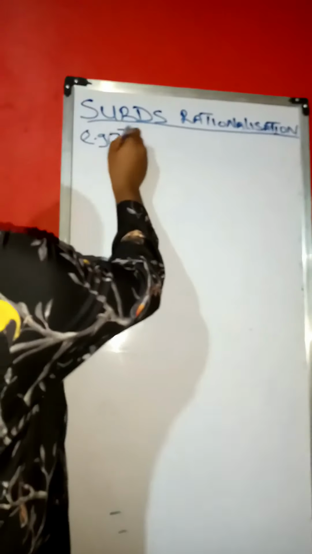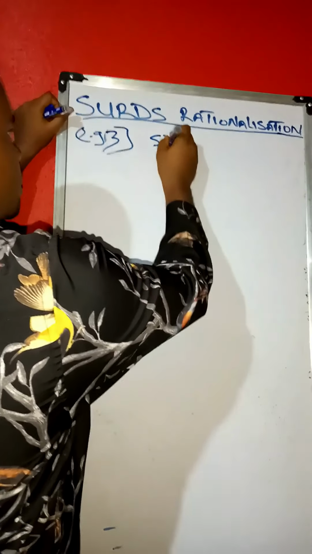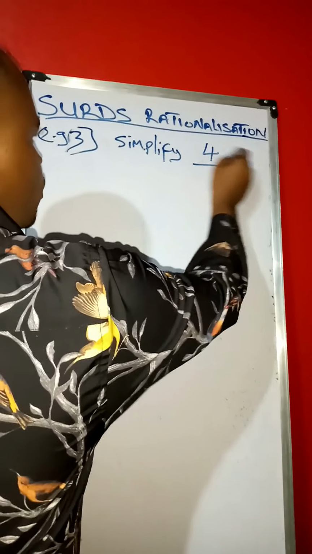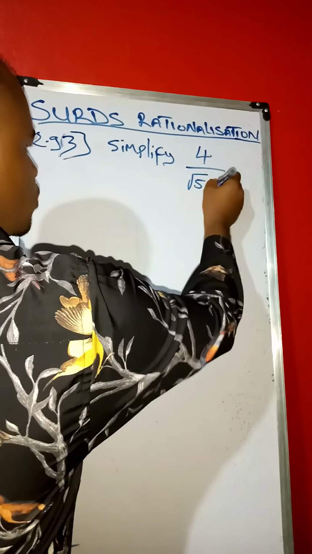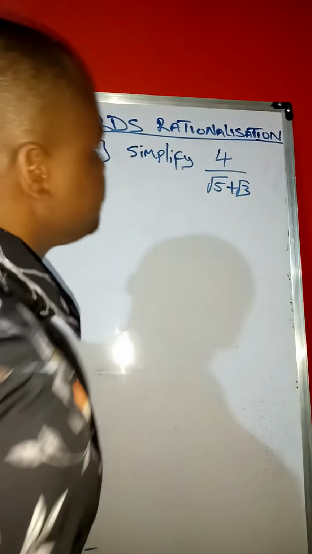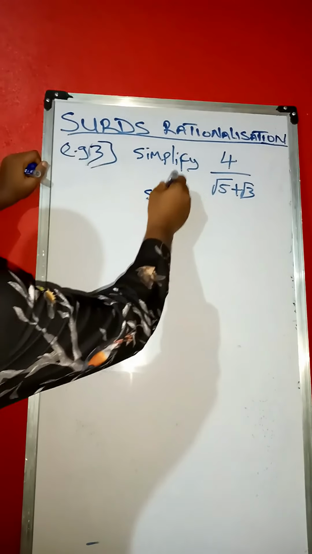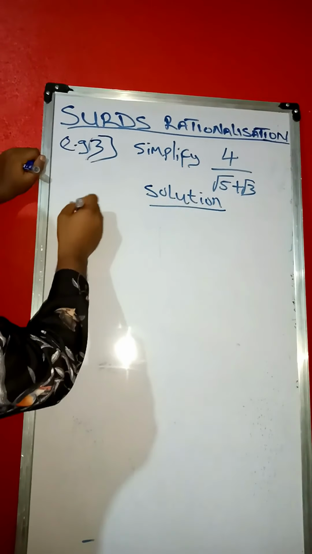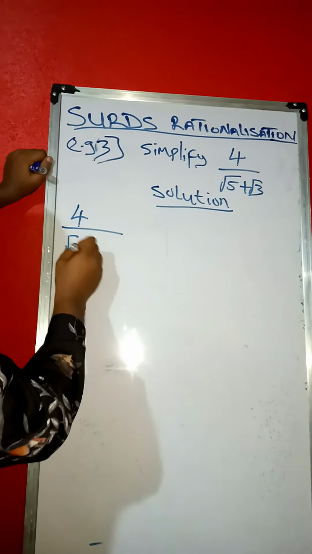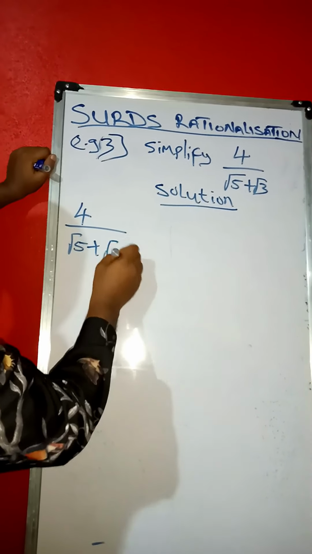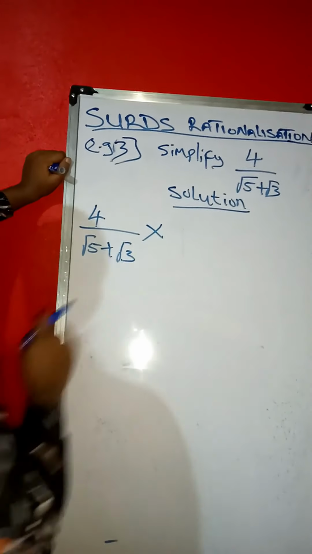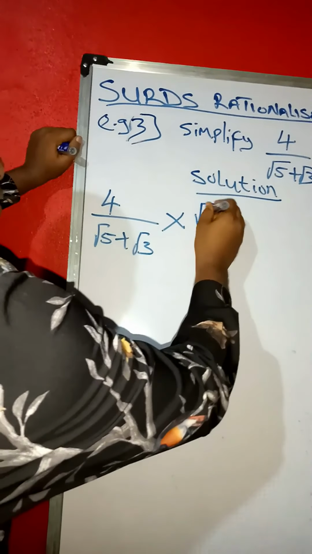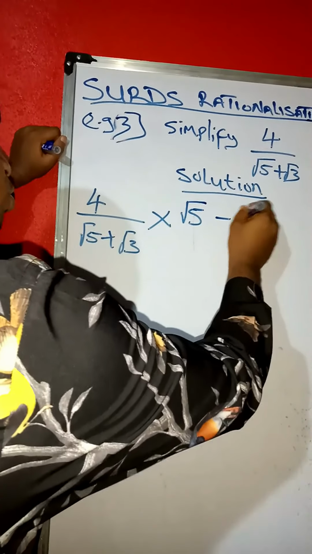Take example 3. Simplify 4 over root 5 plus root 3. Solution. I'm given 4 all over root 5 plus root 3. All I need to do is to multiply by the conjugate of the denominator. And what will be the conjugate? Root 5 minus root 3.